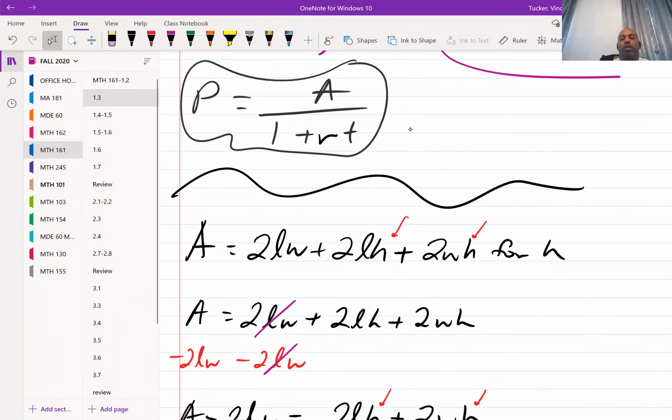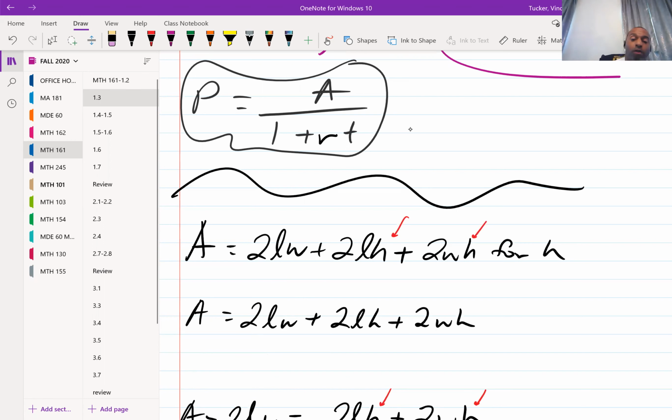All right, so here we have A equal to 2LW plus 2LH plus 2WH, and we want to solve for H. So notice we have H in more than one place, just like we had that P. So we know at some point we're going to have to factor out H from each one of our terms that have H involved, because we want one single H. So we can have H equal to whatever our expression is.